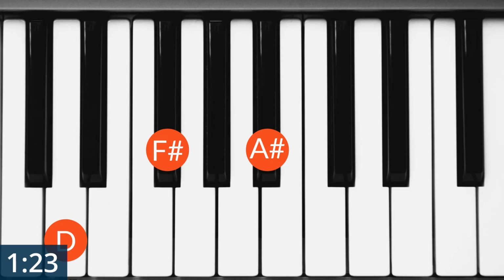So now we figured out that a D augmented triad is a D, an F sharp, and an A sharp. And we can do this for any augmented chord because the intervals remain the same. And that's all there is to figuring out an augmented chord.